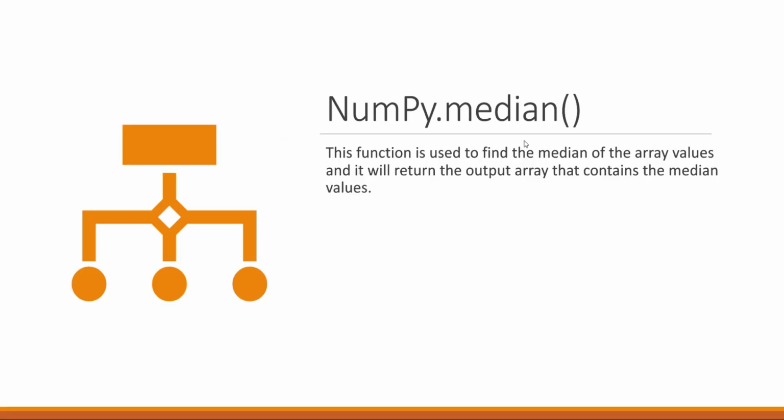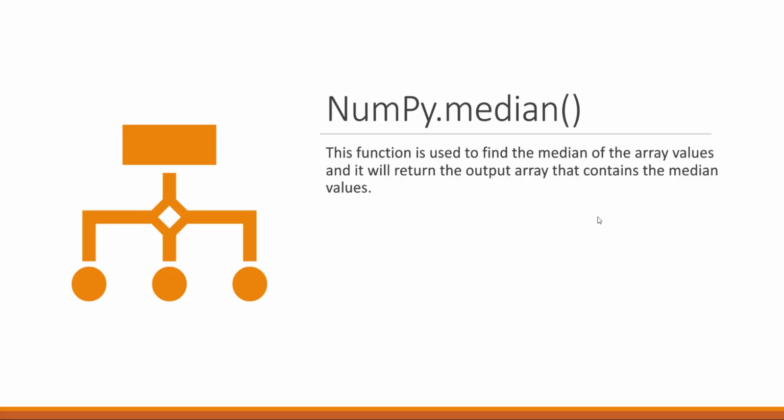So our next statistical function is numpy.median. Basically this function is used to find the median of the array values, and it will return the output array that contains the median values. This function works on single and multi-dimensional arrays, and it takes mainly 3 parameters. The first parameter is the input array, and the second parameter is the axis, and it specifies the axis to find the median. If the axis is equal to 0, then it specifies the column, and if the axis is equal to 1, that means we have to find the row wise median.